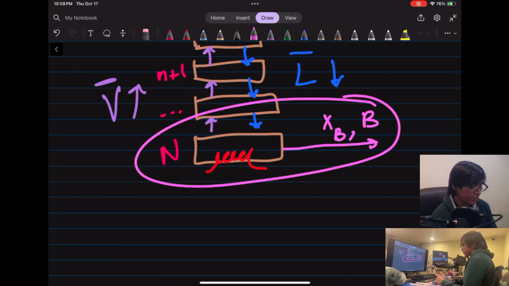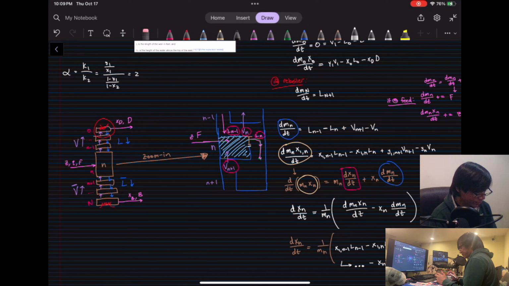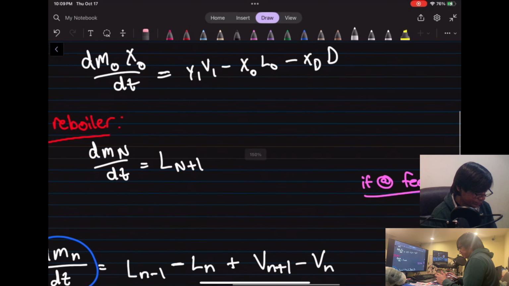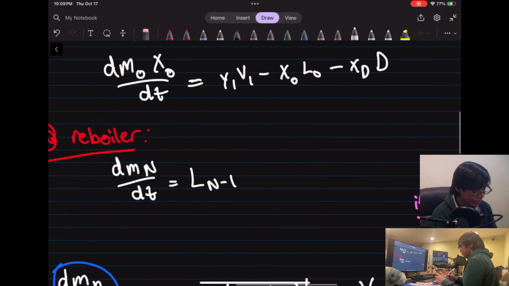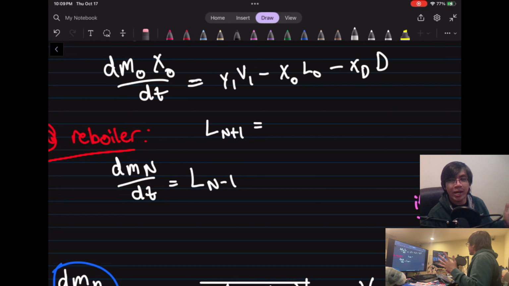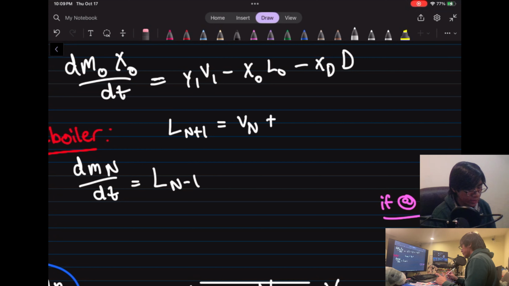What did I say? Liquid going in from the stage above, N plus 1. Or is that N minus 1? N minus 1, right? Yeah, because big N minus 1. And then we have vapor coming up. So we're already in our expression, so I'll write it up here. It would be liquid coming down from the stage above, and into must equal out. So in is our liquid, out is our vapor at stage N, plus our bottoms, B.